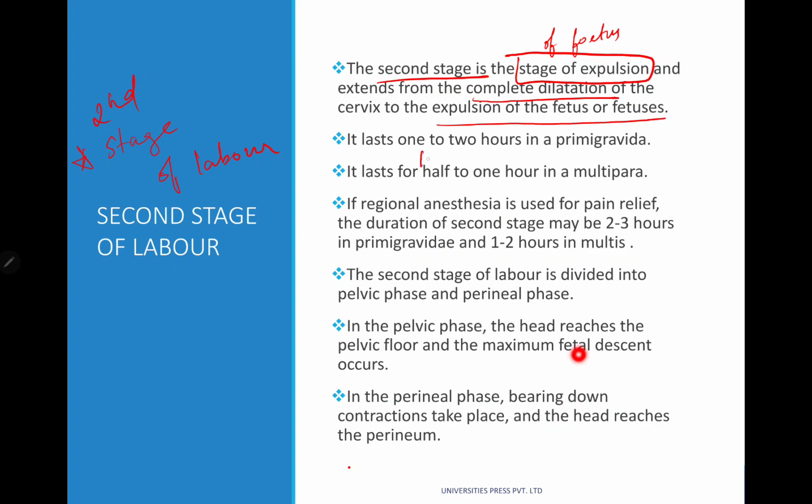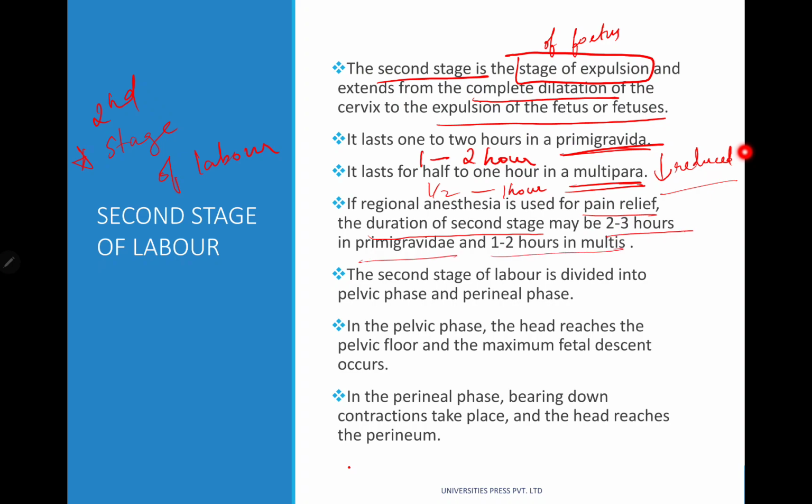So it lasts for around how many hours? One to 2 hours in a primigravida. Whereas in a multipara, the labor duration is reduced, obviously, since they have already been pregnant once. That is half an hour to 1 hour. If regional anesthesia is used for pain relief, the duration of the second stage may be 2 to 3 hours in a primigravida and 1 to 2 hours in a multipara.